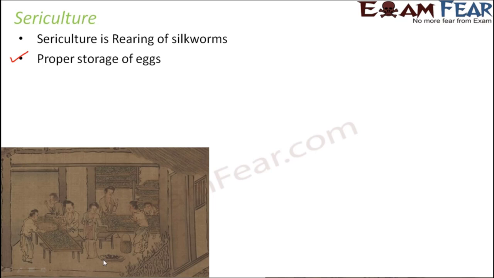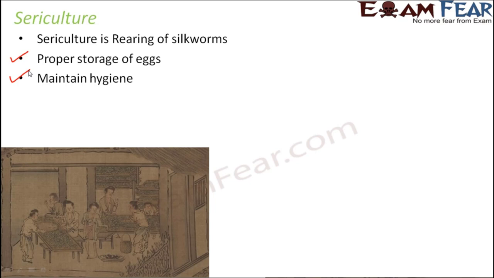You can look at this picture. You have big trays, and these trays are made up of bamboo. The bamboo trays have some leaves, mostly mulberry leaves, because right now I am only talking about the mulberry silkworms, those silkworms which feed on mulberry leaves. In fact, these are one of the most common types of silkworm. On this bamboo tray, we keep some mulberry leaves so that once the eggs are hatched and they become silkworms, the silkworms can feed on those leaves. So that arrangement is done.